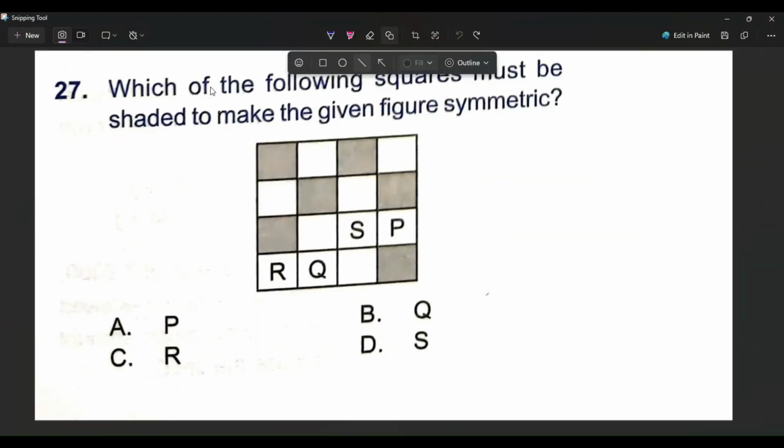27th question. Which of the following squares must be shaded to make the given figure symmetric? This is the given figure, and here P is given, Q is given, R is given, S is given. So from these 4 squares, which must be shaded to make it symmetric? Let's check. Let's draw a line diagonally. Now it's dividing equally. So first square is shaded and it's divided equally.